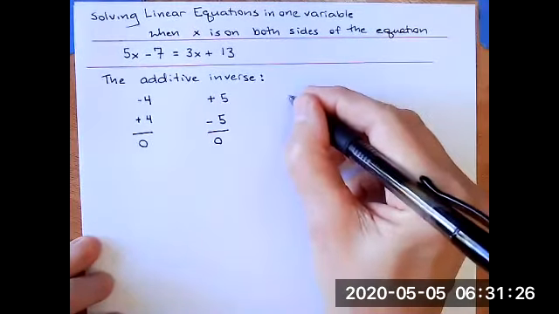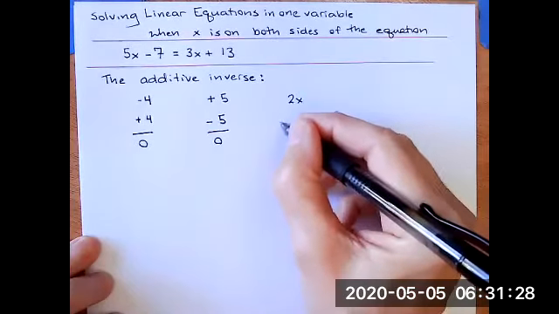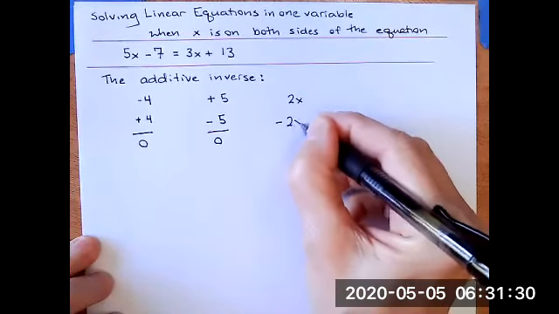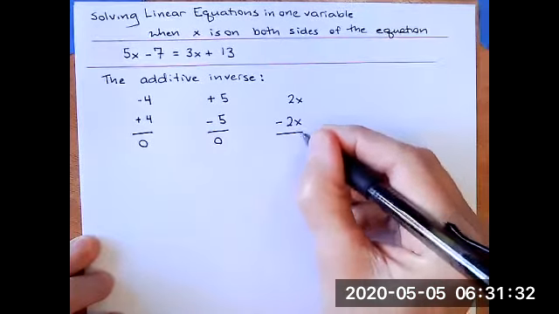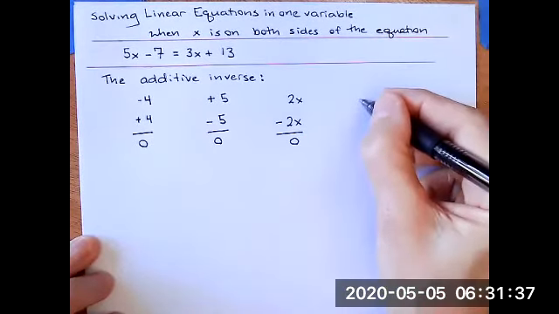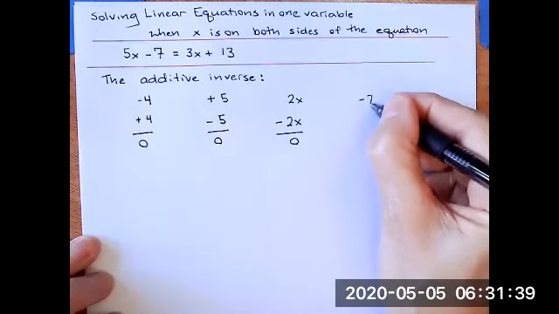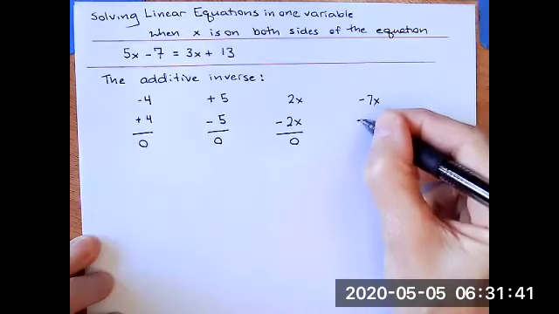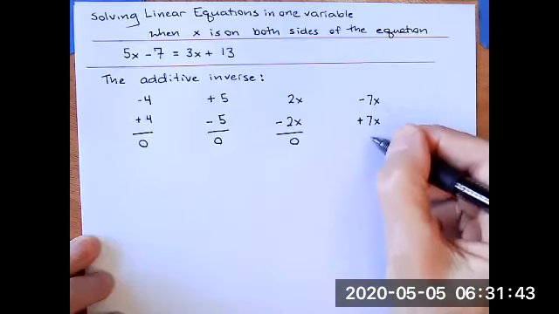The additive inverse of 2x is -2x because they add up to 0. The additive inverse of -7x is +7x.